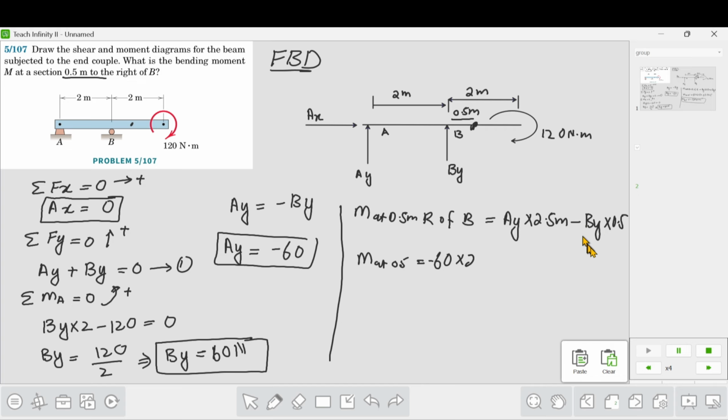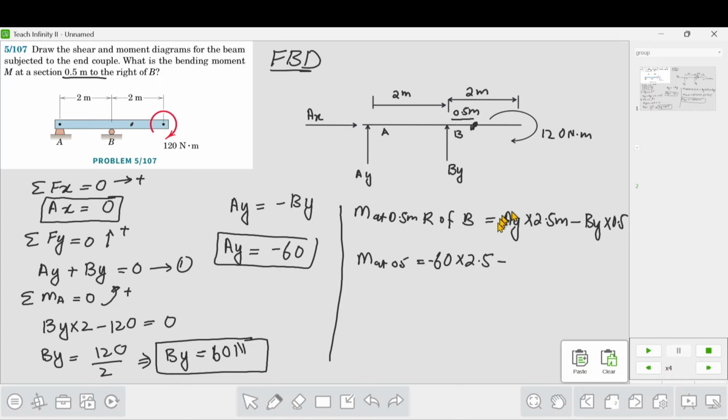AY multiplied by 2.5 meter, negative. This is not negative, this is positive. BY multiplied by this will also be anti-clockwise. That's why this will be negative, this will be negative. If I push it to the right side of the equality, it will become positive. So this is positive, this is positive: BY multiplied by 0.5.